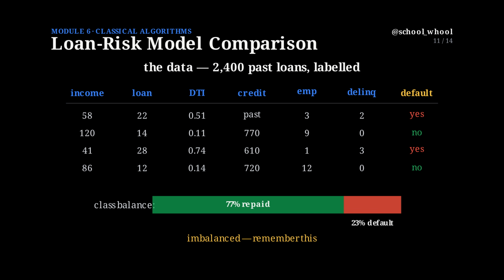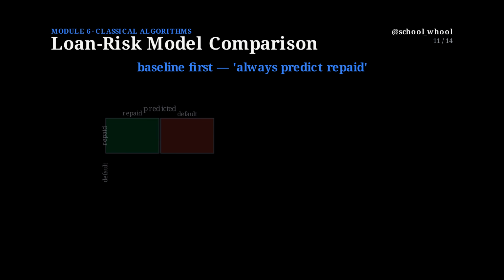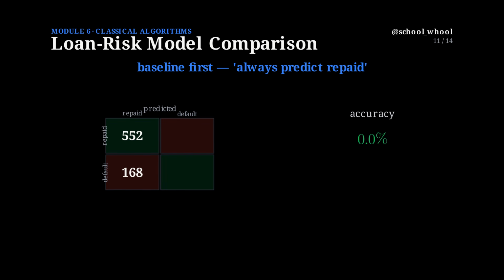Before any fancy model, we set a baseline. The laziest possible rule: predict that everyone repays. Let us score it honestly with a confusion matrix. It gets every repaid loan right, so its accuracy is 76%. That sounds respectable. But watch the defaulters. It catches 0 of them. 0. A model can look accurate and be completely useless. That is why accuracy alone must never be trusted on imbalanced data, and why every real model has to beat this bar.